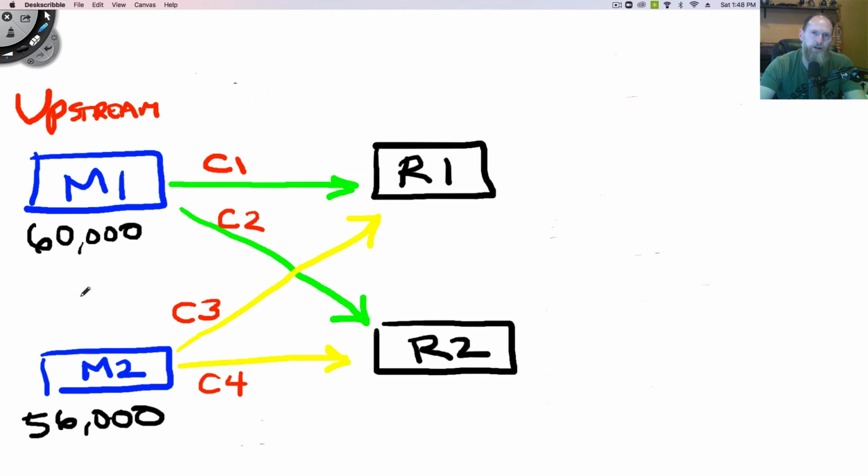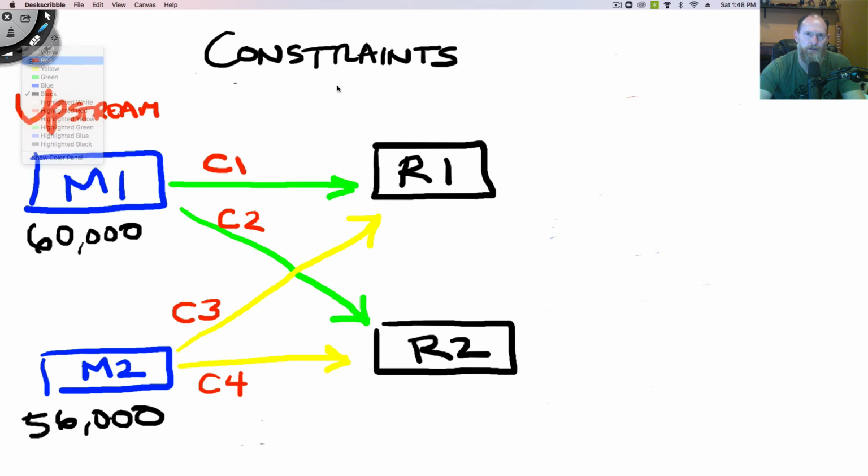So the first set of constraints, which is what we're going to do now, is to identify our supply constraints or capacity constraints. I think the easiest way to do this is to work and stay consistent in working upstream to downstream.